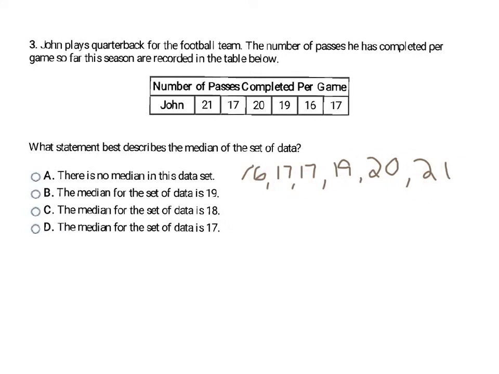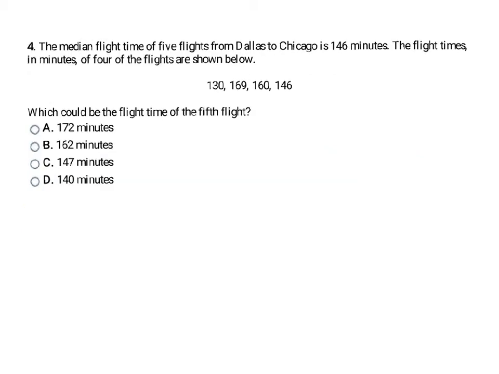And so median is going to be my middle number. So if I go and tick them off to see which numbers are in the middle, they have an even amount of data. So I'm looking for the middle number between 17 and 19. And so the number that's exactly between 17 and 19 is 18. So my median here is going to be C, 18.